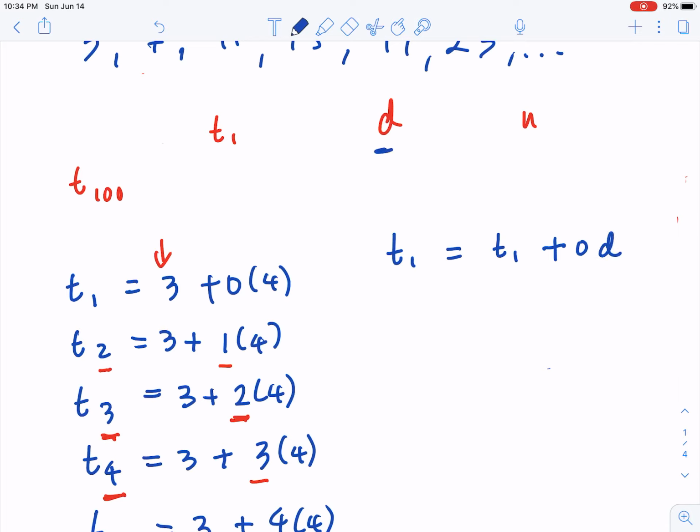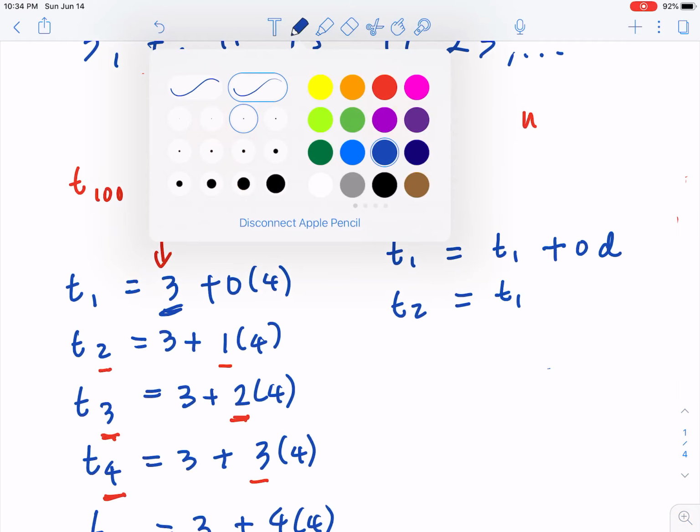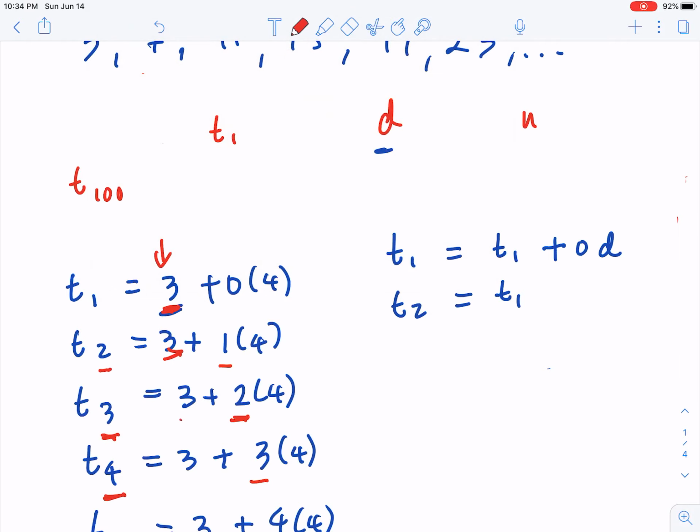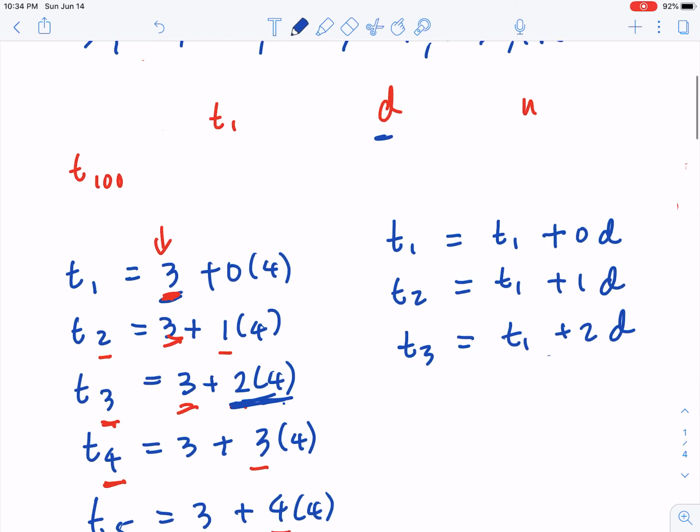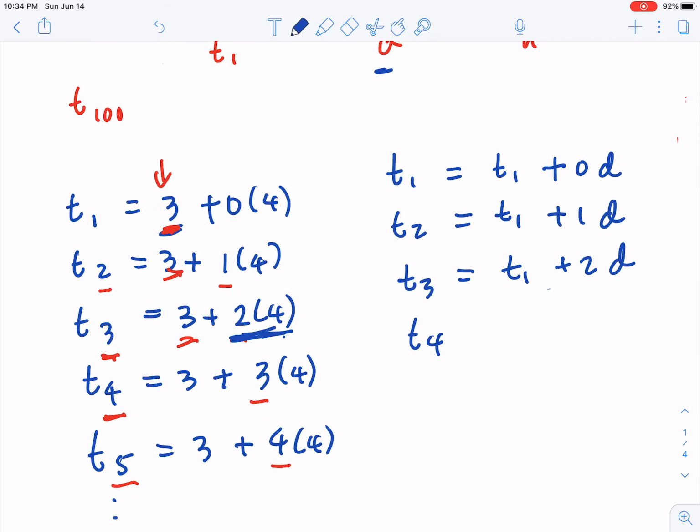0 times d. Ang t sub 2 is t sub 1 pa rin. Remember, yung 3 dito, that's the first term. So, common ang first term. Palagi may first term. Palagi may t sub 1. We have plus 1d. And t sub 3 is t sub 1 plus 2d. Diba? Yung d. Ito na yun, diba? 2 times the difference. T sub 4 is t sub 1 plus 3d. T sub 5 is t sub 1 plus 4d.